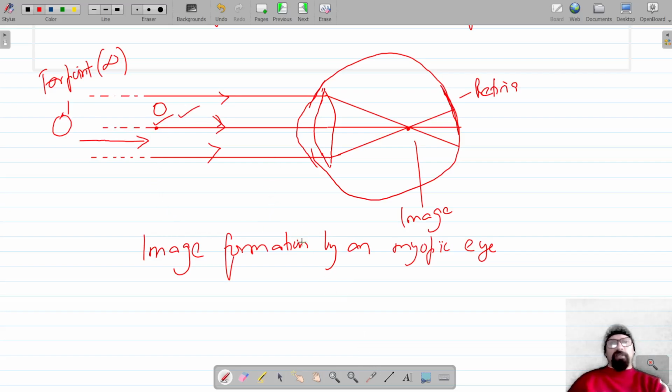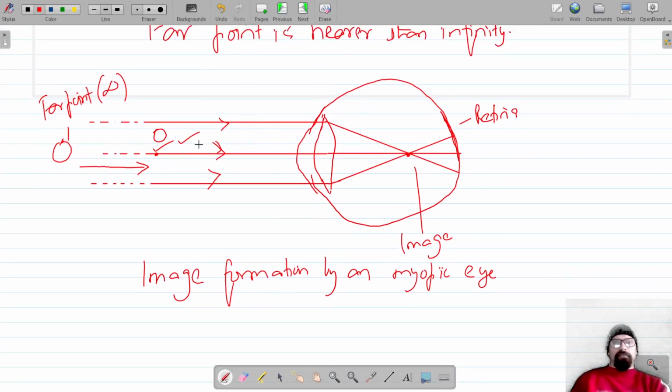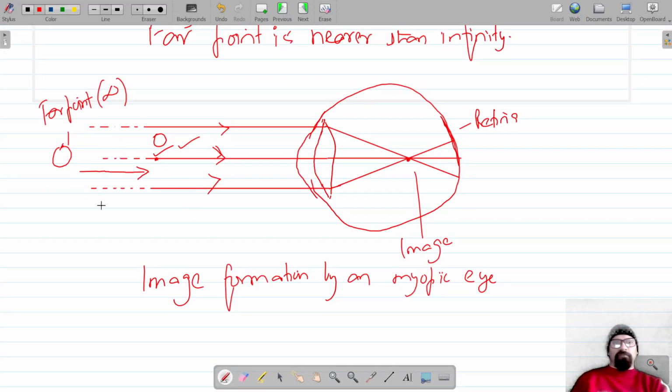So that means the rays of light coming from this far point, we have to make sure that they are focused on the retina. So for that, the corrective lens that we will use should make these rays of light diverge more and then focus on the retina. So we are going to use the diverging lens, which is the concave lens. So let me show you how we are going to do that. And for that, let me copy this.